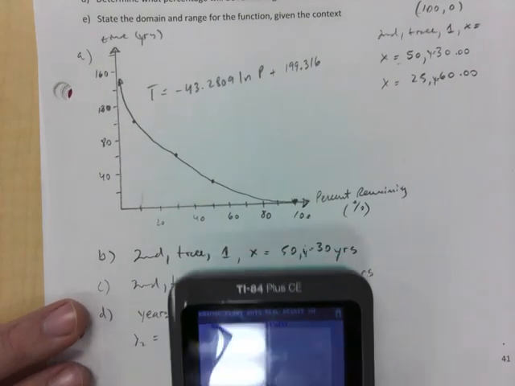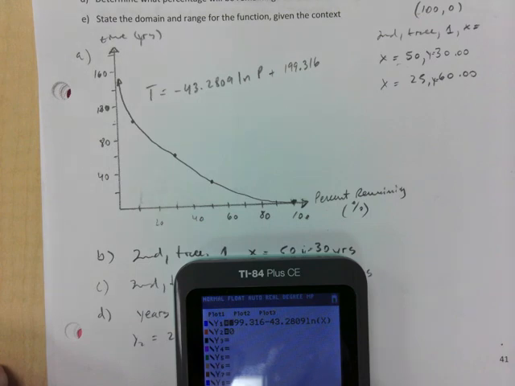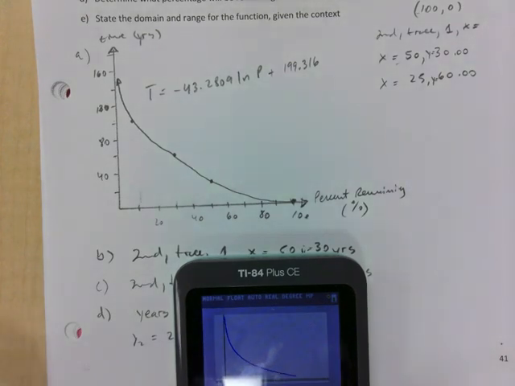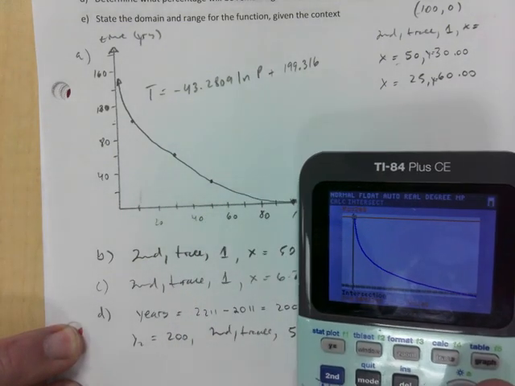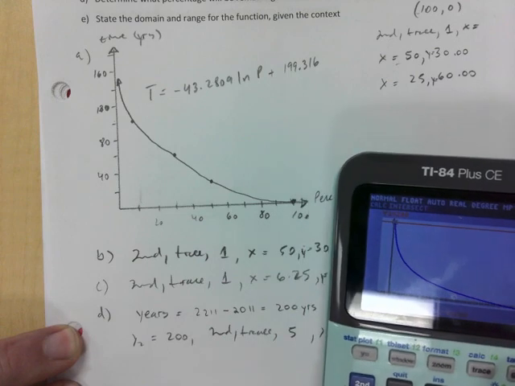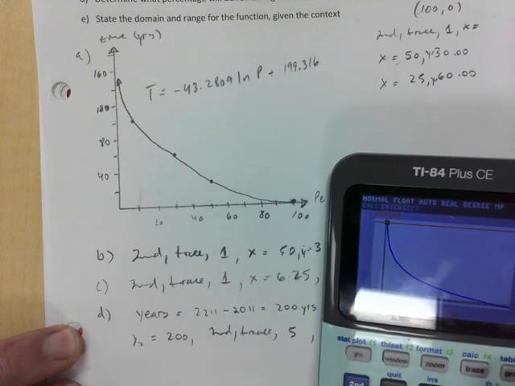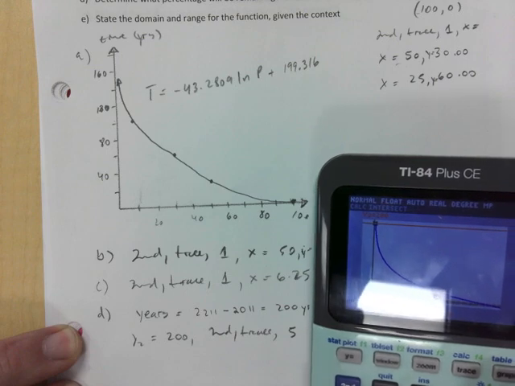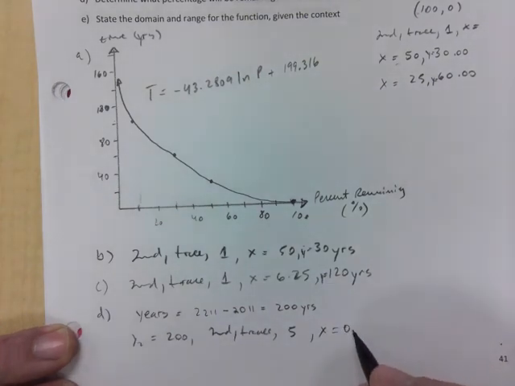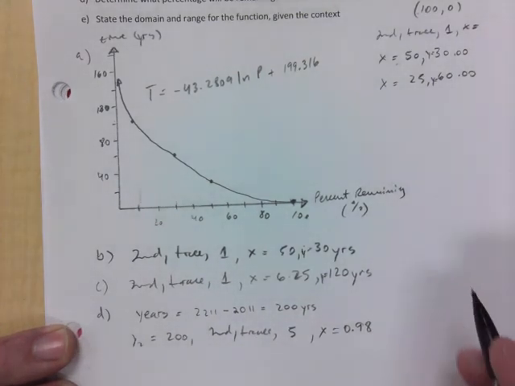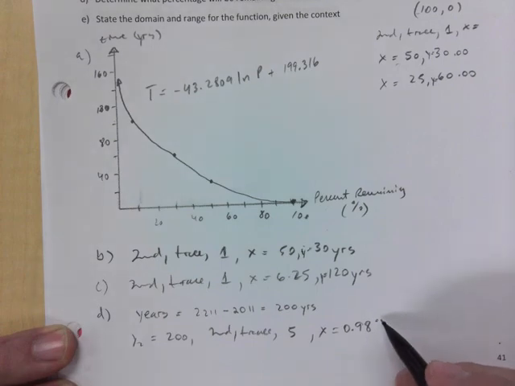So you are probably going to need to increase your y max to, I'm going to go to 10. Y is 200, there it is, second trace 5. So it would be 0.98. 0.98% remaining.